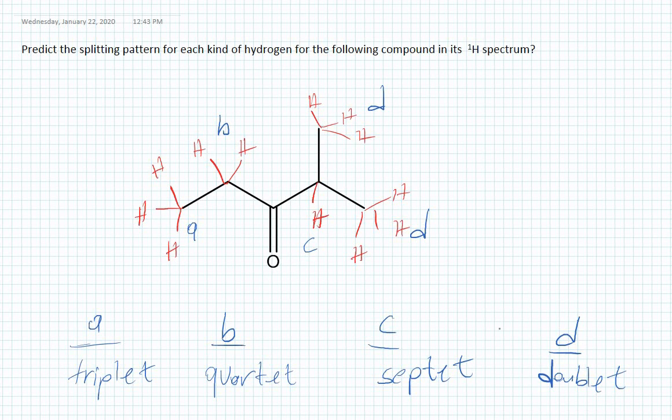Okay, so we solved this question based on how many neighboring equivalent protons we have. Then we decided their splitting pattern.